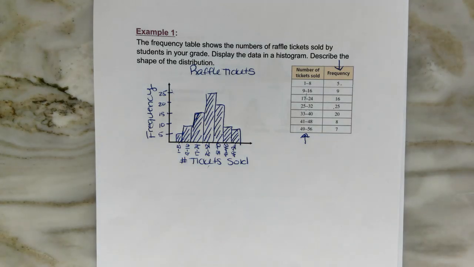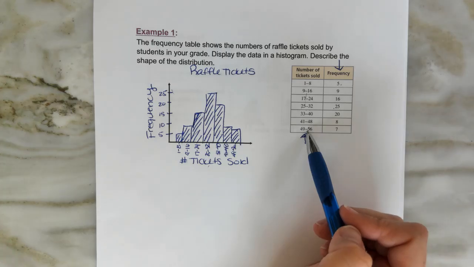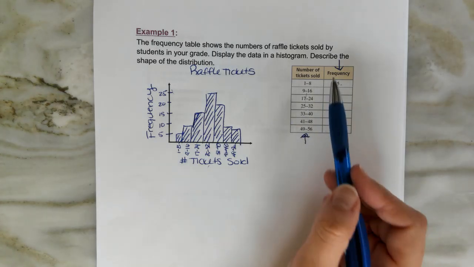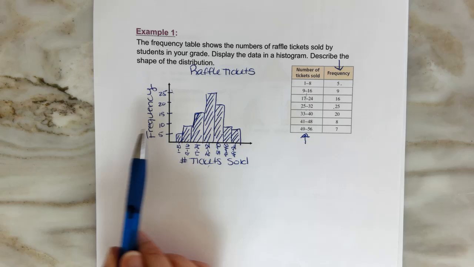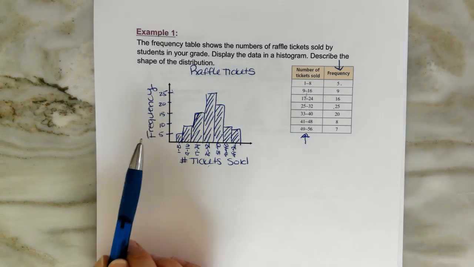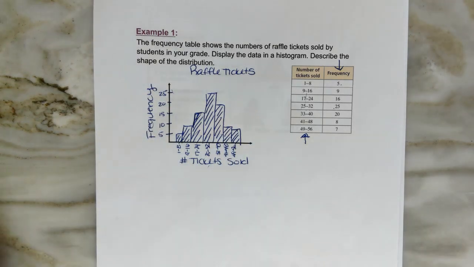So a couple things about histograms. We'll talk more about how to create your intervals in a minute. But just a couple things. Your bars have got to be touching. Frequency is always on the y-axis, and then everything needs titles and labels.